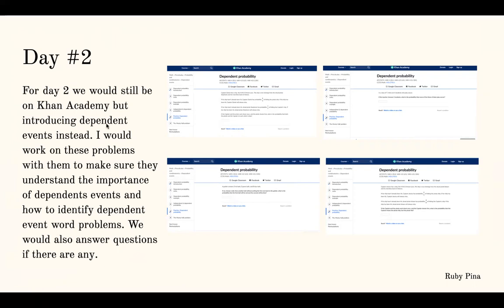We would work on these problems to make sure they understand the importance of dependent events and how to identify dependent event word problems. So we would put 4 questions up and work together as a group, or they can work on them by themselves. And we would also answer any questions if the students had any.